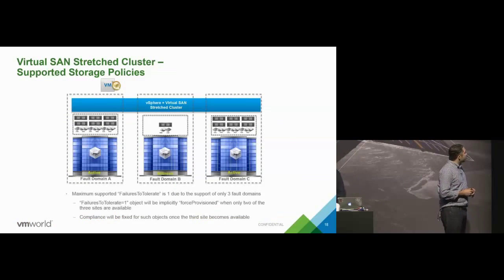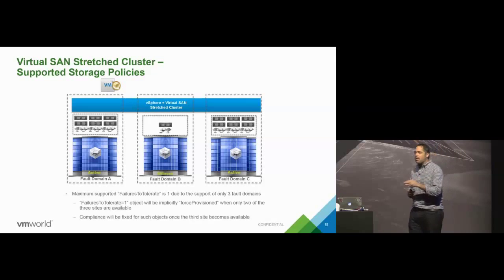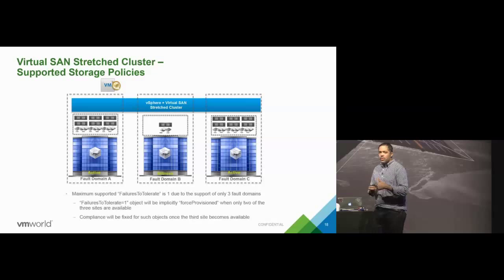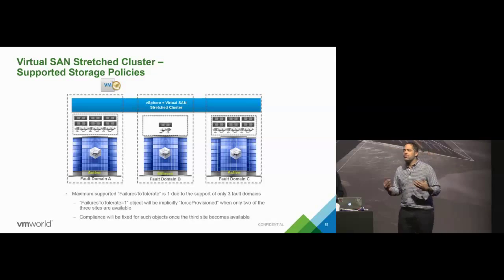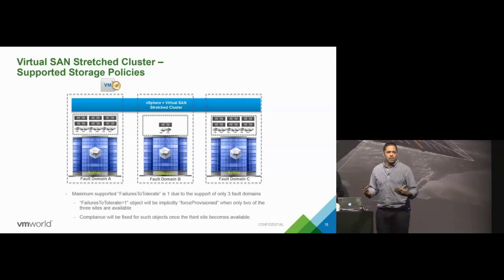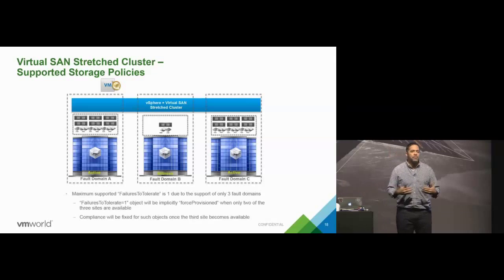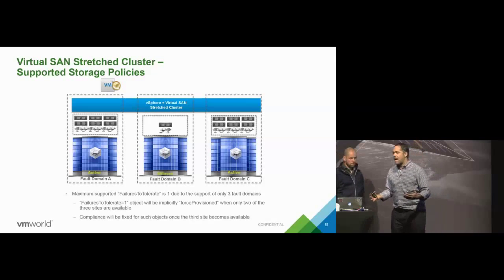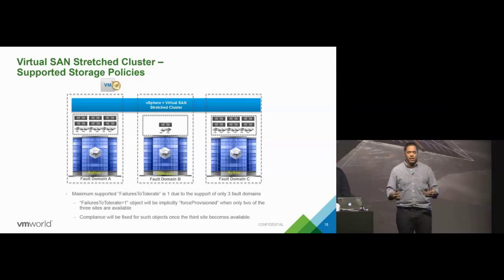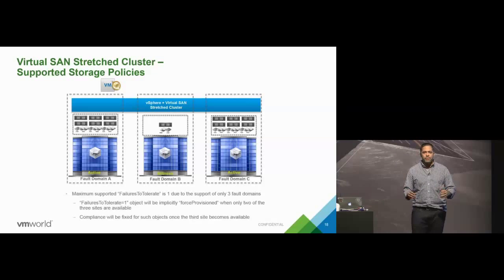So when it comes to some of the policies that we can support, I think I mentioned failures to tolerate is how vSAN determines what happens when something goes wrong. So failures to tolerate equals 1 derives from the fact that we're using 3 failure domains. Okay? If you wanted to have failures to tolerate 2, we would have to support 5 failure domains from a stretch cluster perspective, which means 4 active data centers. We're not there yet, but who knows?